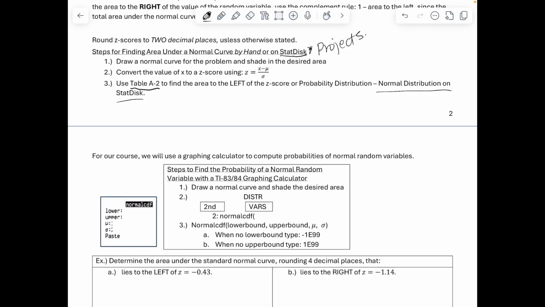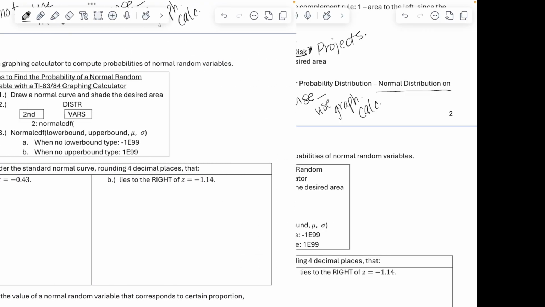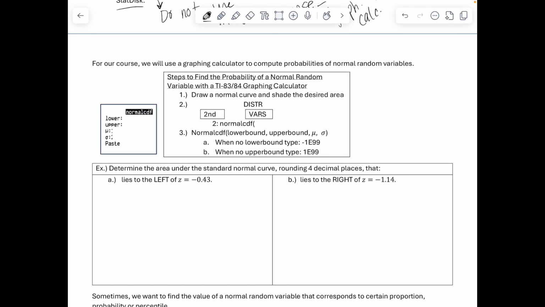So table A2, we do not use in our course. Instead, we use a graphing calculator. For our projects, we do use StatDisk. So make sure that you ask if you have any questions with this. At the top of the next page, it says, for our course, we will use a graphing calculator to compute probabilities of normal random variables. So again, we do not have to worry about that table, which is nice.